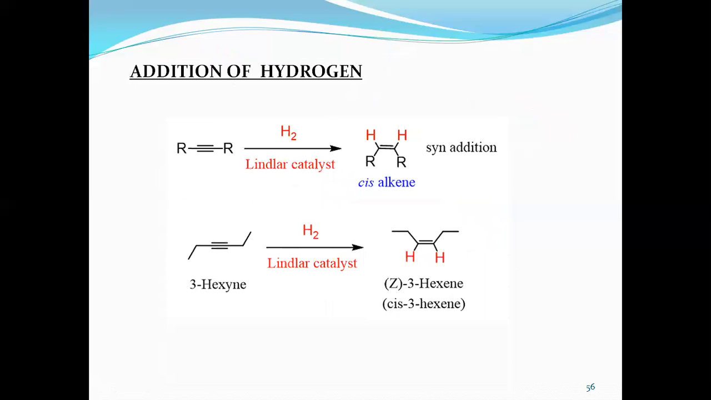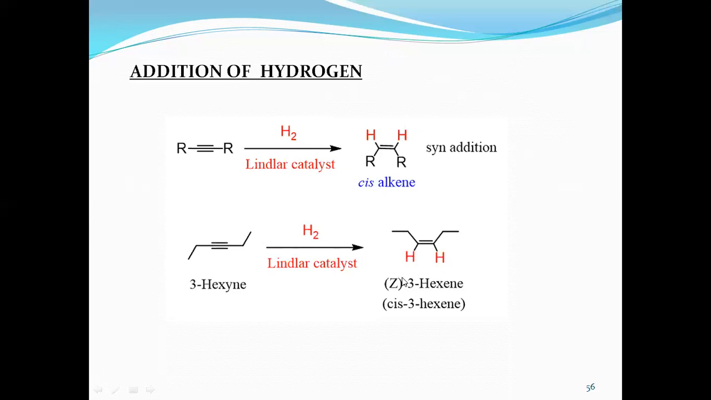The next reaction which we will talk about is the addition of hydrogen, or we can say hydrogenation of alkyne, to produce cis-alkene. In the previous reaction, that was also a reduction or addition of hydrogen, which produces trans-alkene. But in this case, if we use a Lindlar catalyst, we will get cis-alkene.